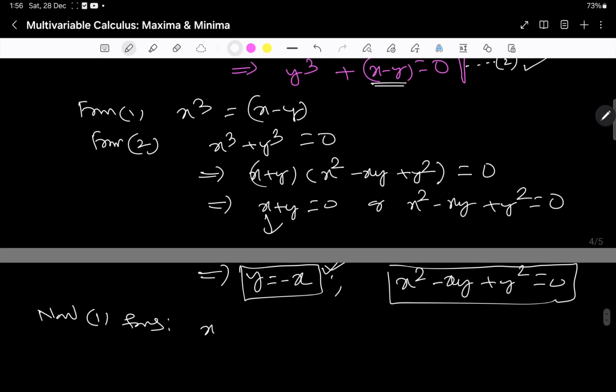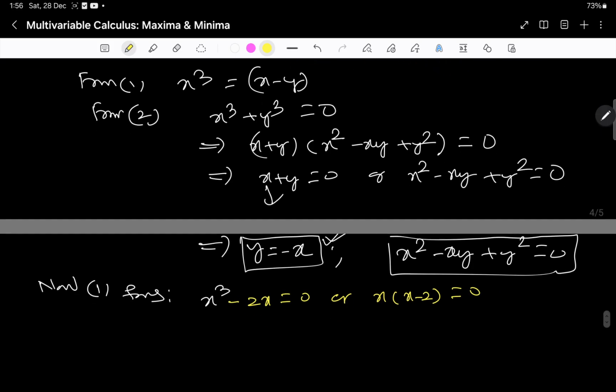This follows x cubed minus 2x is equal to 0, or x into x squared minus 2 is equal to 0. So this implies x is equal to 0, or x is equal to plus and minus root 2. So we are getting 3 values of x.